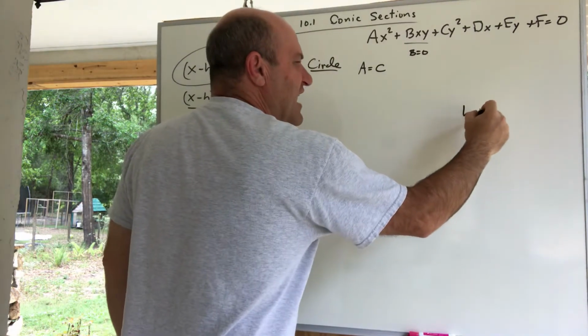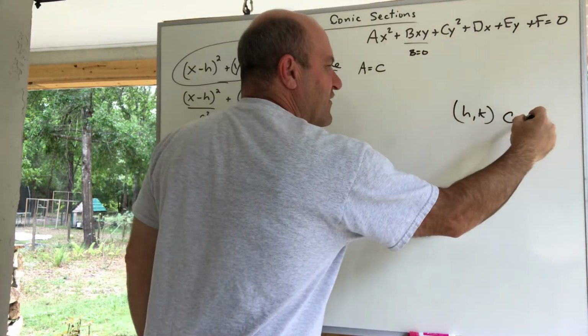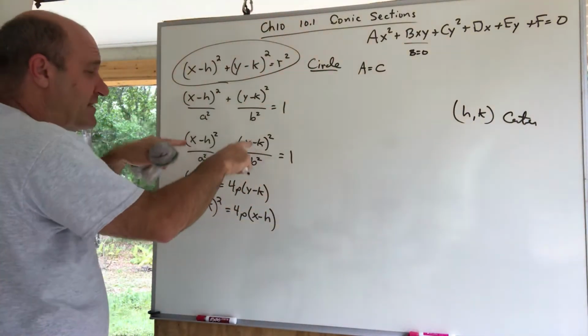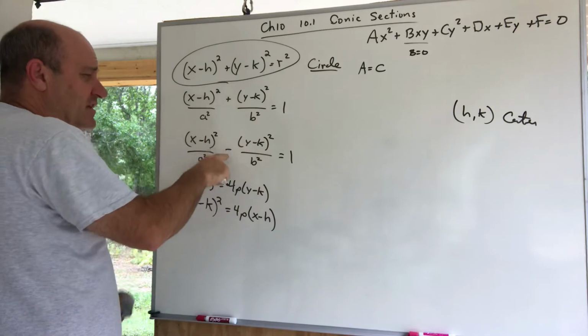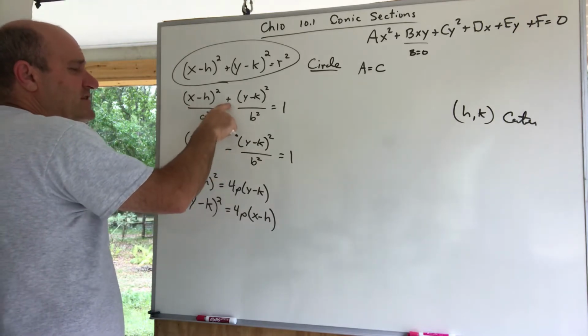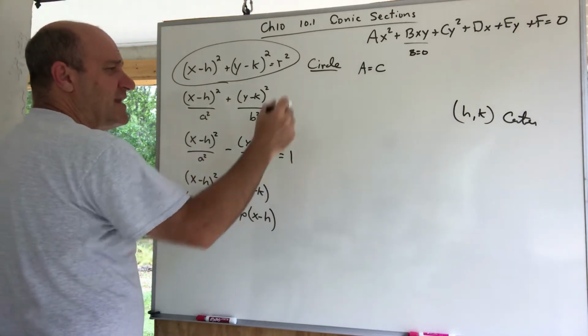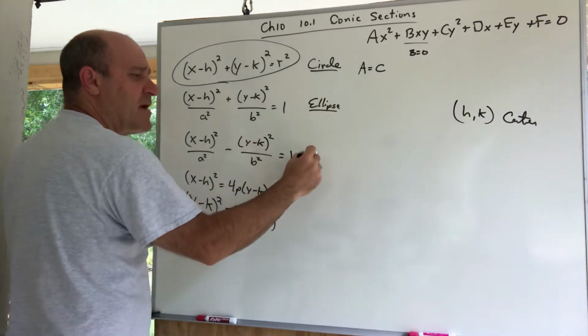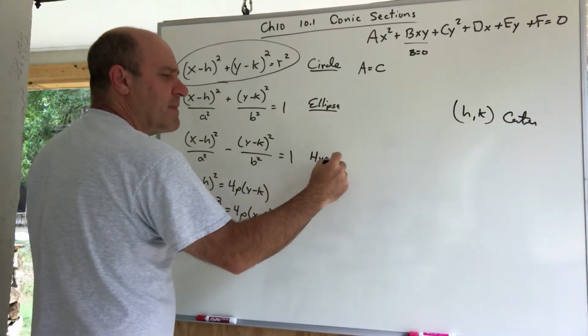You know, that h, k is the center. I wrote down center. That's true for the circle. That's also true for this next one and this next one. They're just a little bit different. This one has the plus sign. This one has the minus sign. This is an ellipse in standard form, and this is a hyperbola in standard form.